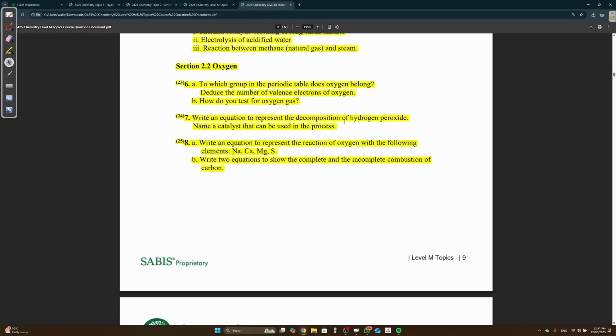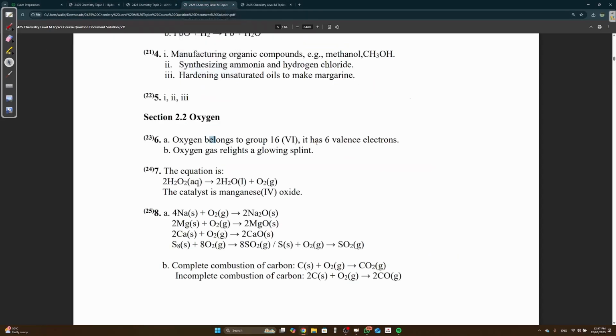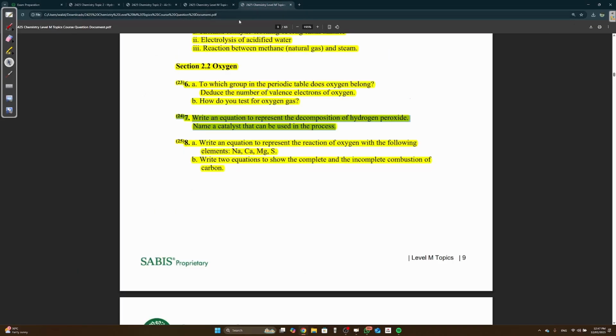Write an equation to represent the decomposition of hydrogen peroxide. You need to know this. How do you decompose hydrogen peroxide? It decomposes into water and oxygen. What is the catalyst? Manganese oxide. You need to know this.